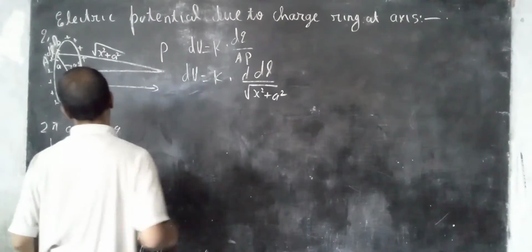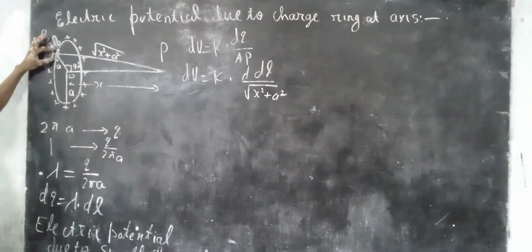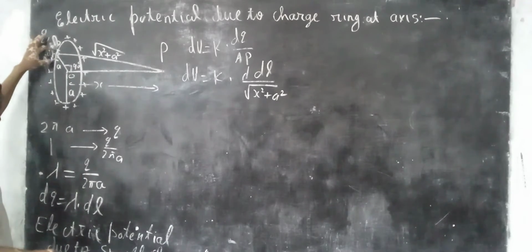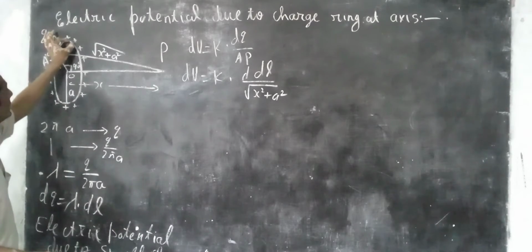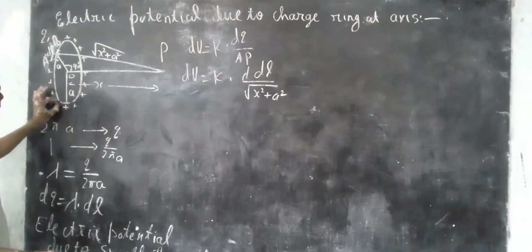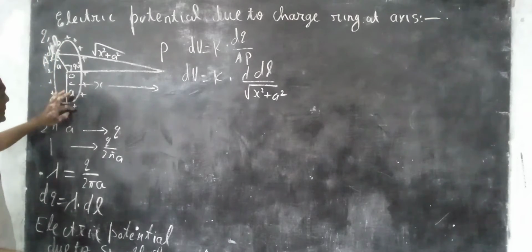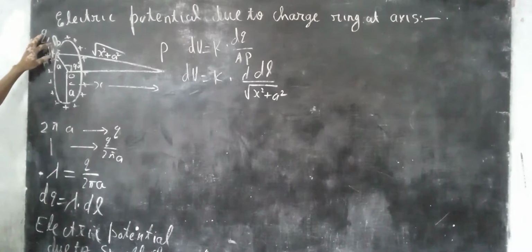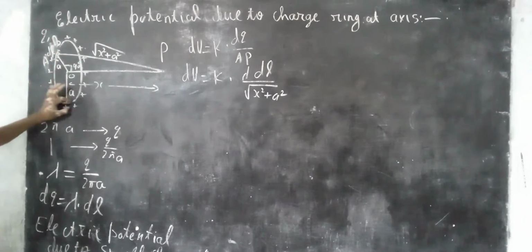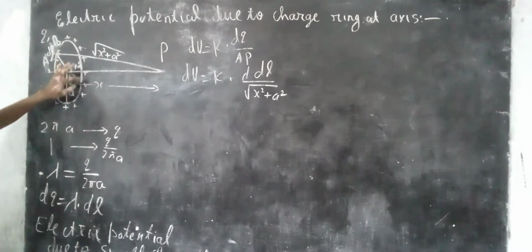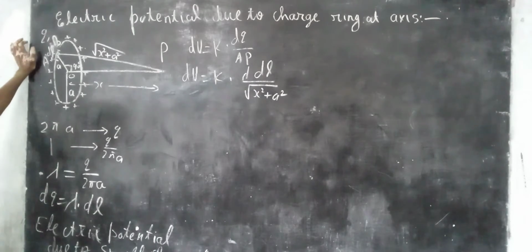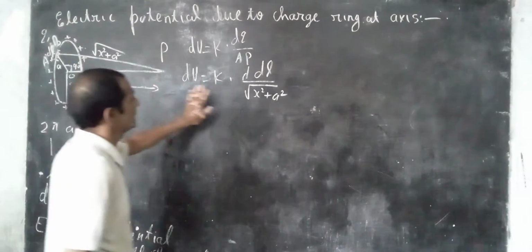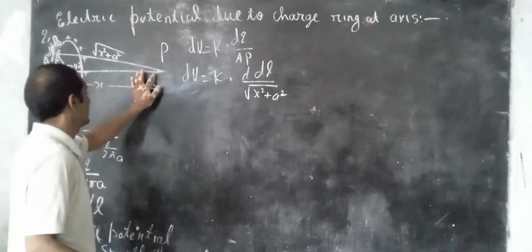So this ring can be considered to be made up of an infinite number of small elements of length dl. When we add all dl, then we get the circumference. So to find net potential at point P, find potential due to each dl, and sum them. So this becomes continuous addition over the circumference, or continuous addition, which is mathematically known as integration. So if we integrate this, then we get total potential at point P.